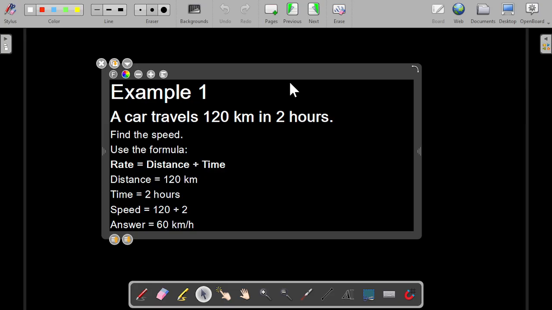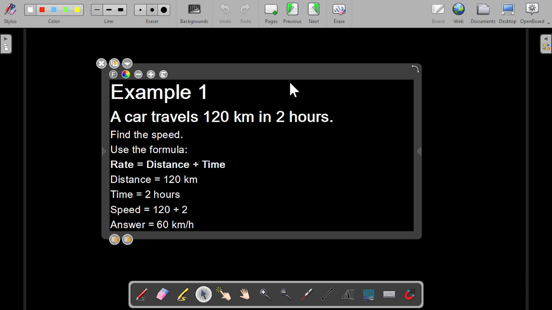A car travels 120 kilometers in 2 hours. Now the question here is: find the speed. You just want to have it very simple and very fun. I know this is elementary physics. You have a car that travels 120 kilometers in 2 hours. Now they are asking you to find the speed at which the car is going per time.